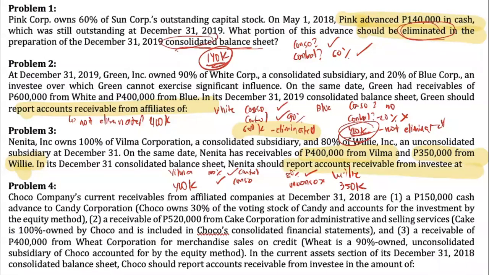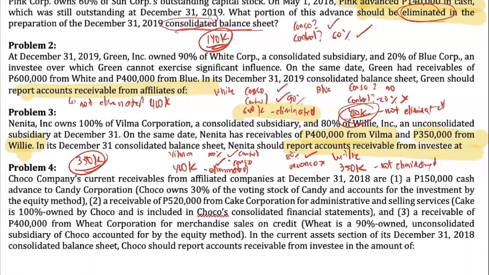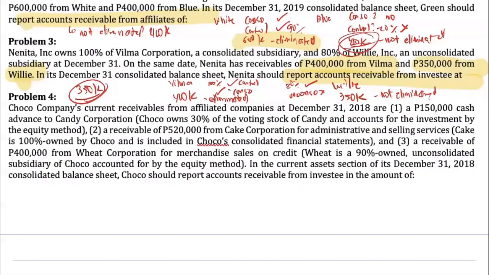Okay, so si Vilma, conso, check, control, check. Therefore, this will be eliminated. Kay Willie, control, check, consolidated, not check kasi unconsolidated siya. So this one is not eliminated. Ang kailangan nyo lang tignan, ano ang tanong? Ang tanong ay, how much is the AR to be reported from investee? Kung AR reported, sabi natin, pag AR ang tinanong, yung not eliminated. So, anong sagot natin? 350,000 for problem 3.